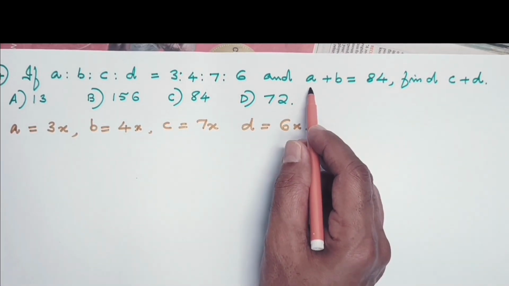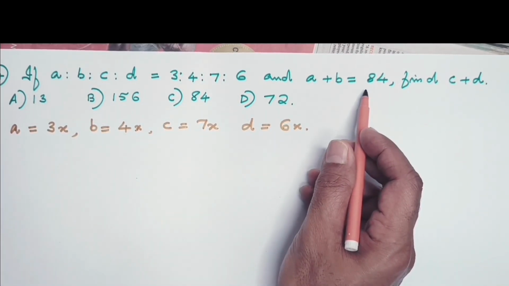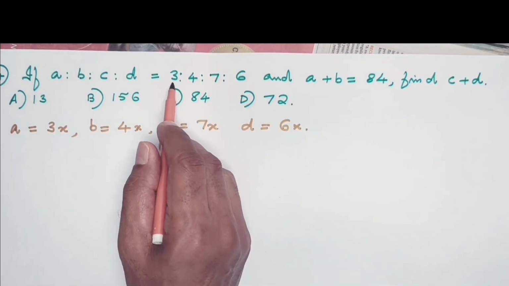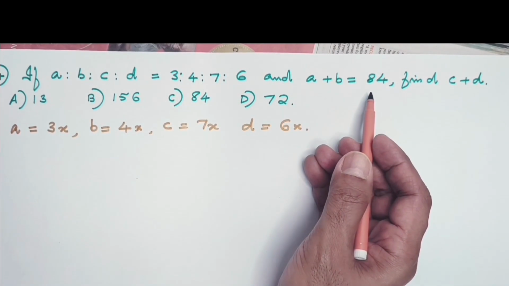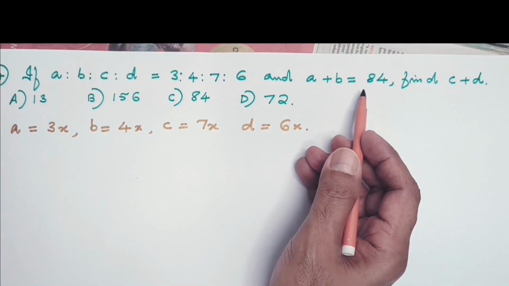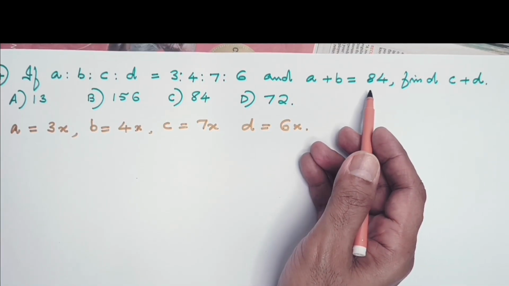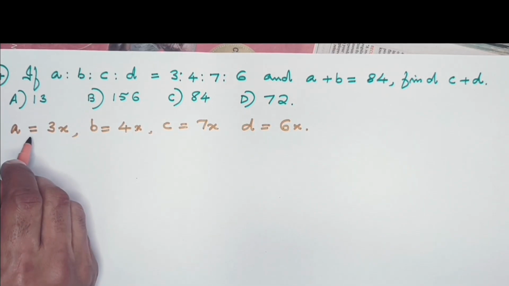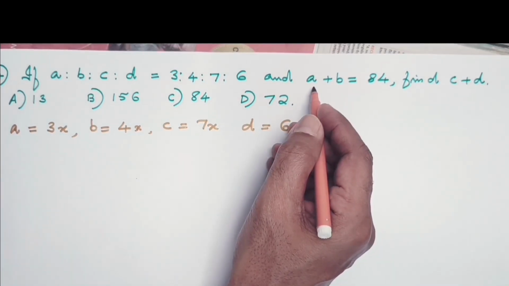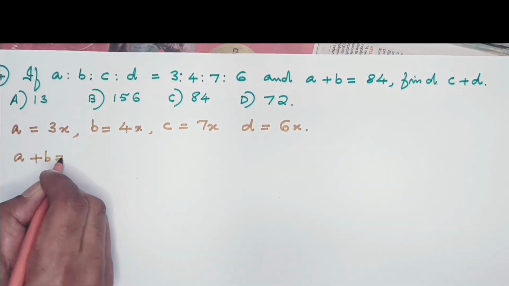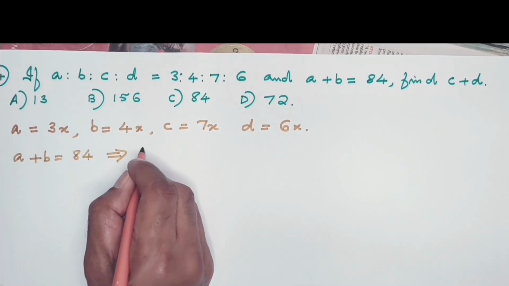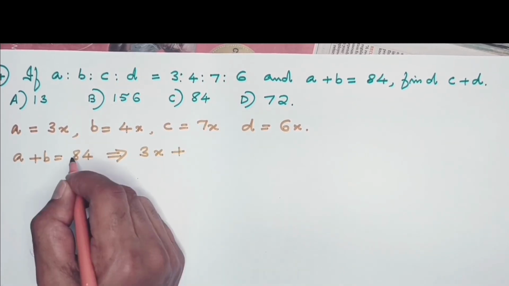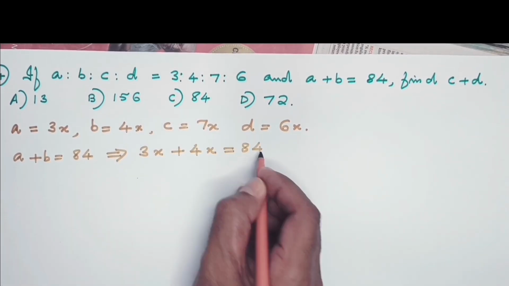Now they say A plus B equal to 84. See, it's very clear if you choose these A and B as 3 and 4, A plus B will not be equal to 84. Can you see that? A plus B is given to be 84. So substitute A as 3x here, A plus B. Let me write whatever is given. Then substituting 3x for A and 4x for B. This is what you get.